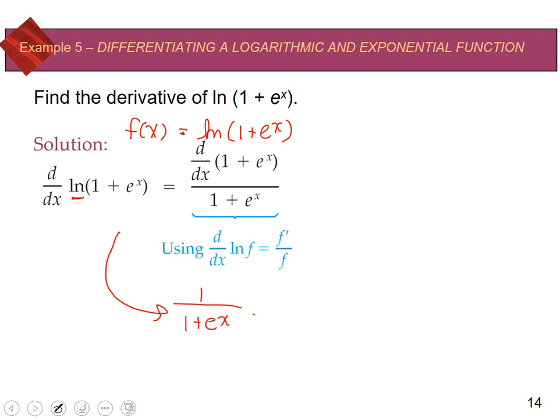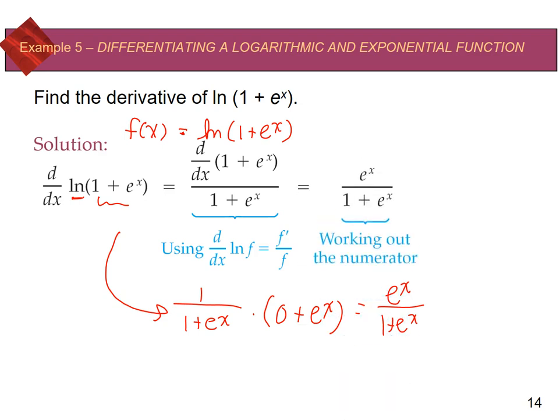And then, working my way inside, I do the derivative of 1 plus e to the x, which is 0 plus e to the x. So I end up with e to the x over 1 plus e to the x, which they're eventually going to get here. I'm not going to superimpose over it because there's more coming. They just say one more step: you work out the numerator a little bit, and there you go. Again, it's just a chain rule.